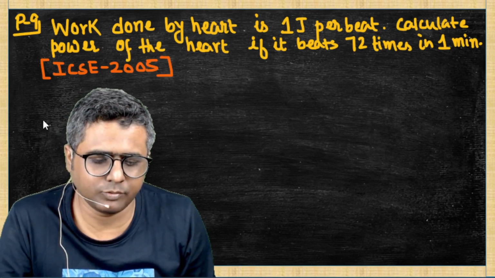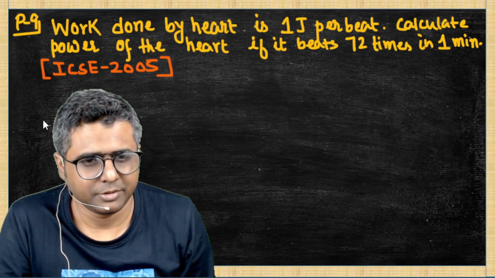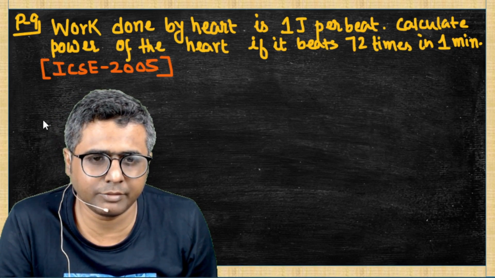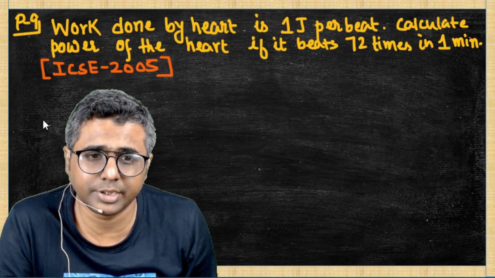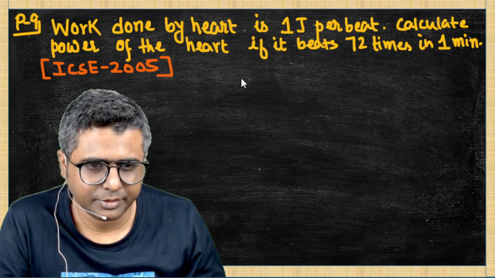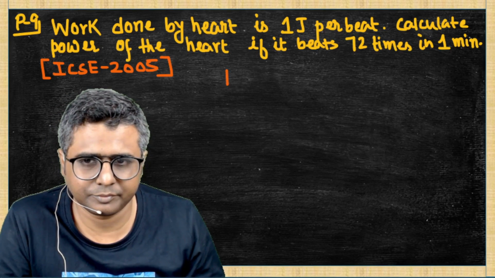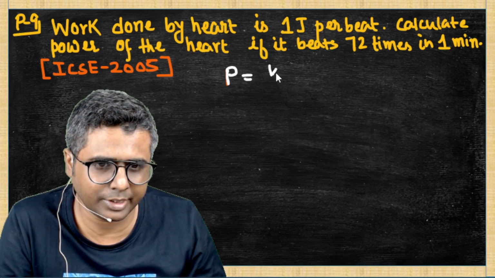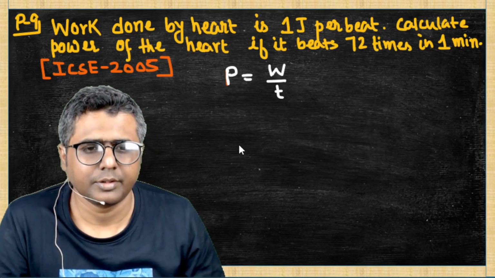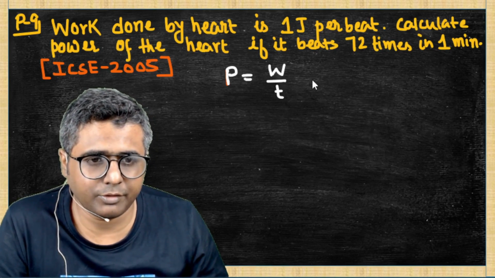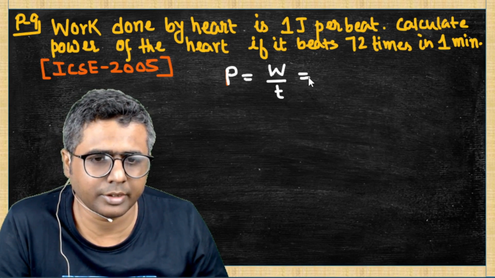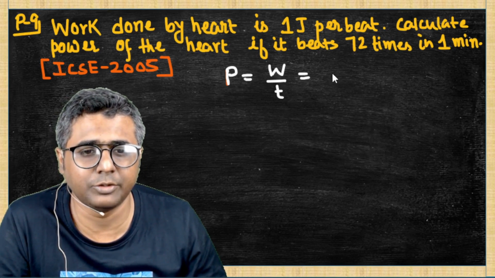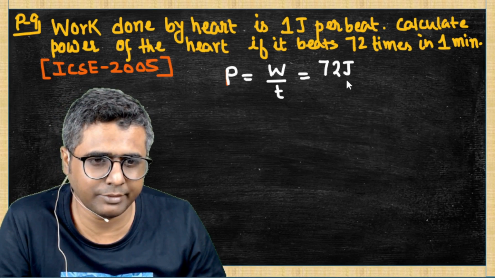Work done by heart is 1 joule per beat. So per beat 1 joule will be the work done. Calculate the power of the heart if it beats 72 times in a minute. When you calculate power, power is work done per unit time, right? So first of all, I have to calculate the total work done. The work done is 1 joule per beat and number of beats per minute is 72. So total work done is 72 joule.